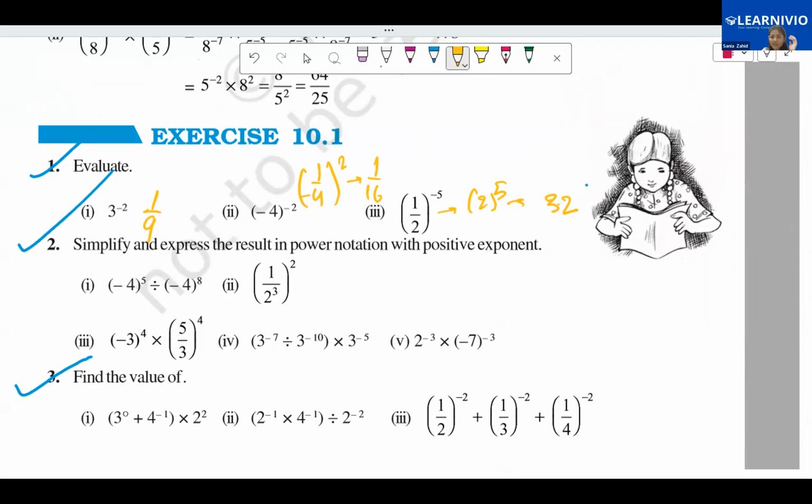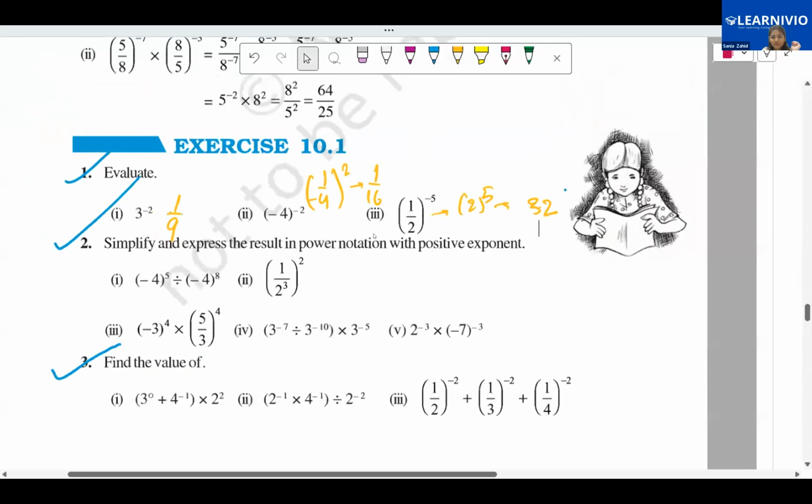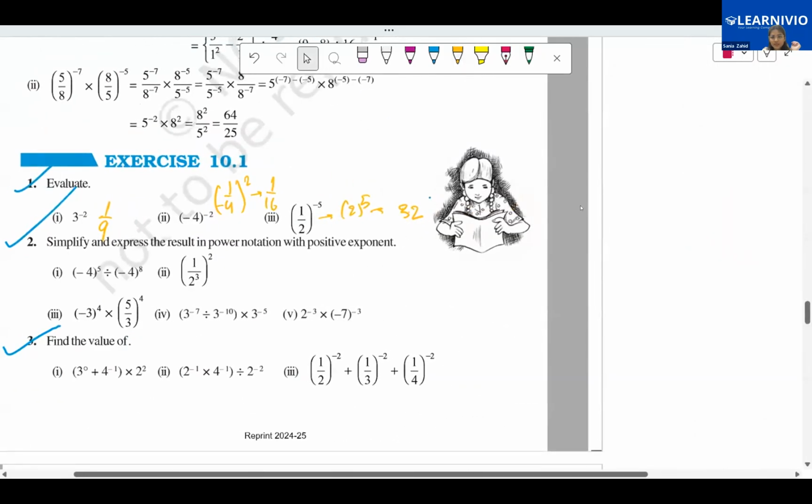Are you getting the same answers, children? Are you getting the same answer or not? Yes, ma'am. Ma'am, the third question, 1 by 2 whole raised to minus 5. Then we get 2 raised to minus 5. Is it 10 or 32?